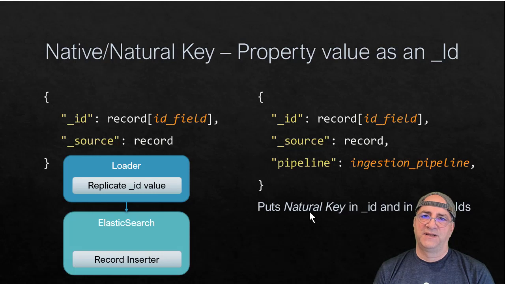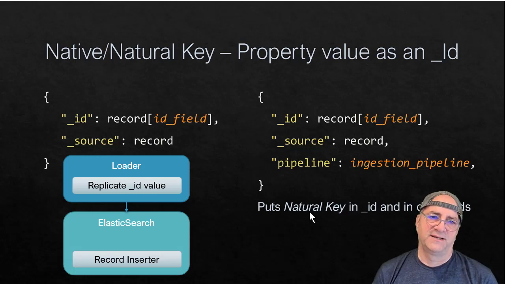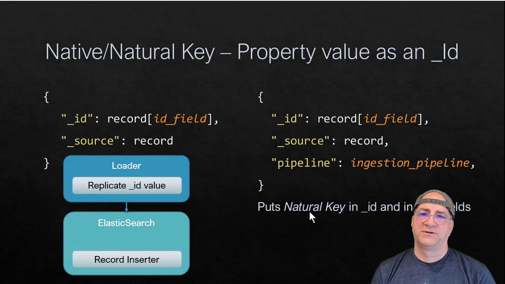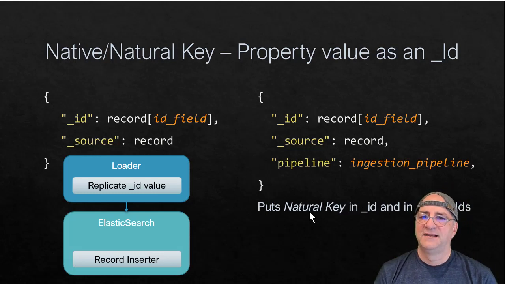So in this case, on the left side here, we just took an ID field, the record ID field, and that record ID field would also go in the source. So we just replicate, the loader would basically, through the call, replicate the ID value into the ID field passed in as a parameter, and then Elasticsearch does a record insert. So Elasticsearch has no idea that the same value ends up in two different places. On the right-hand side, you can actually do this with a pipeline.